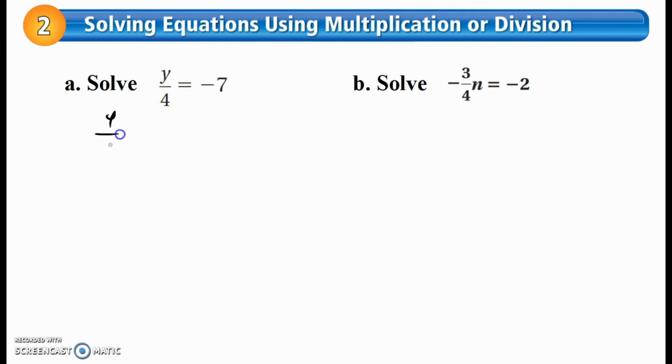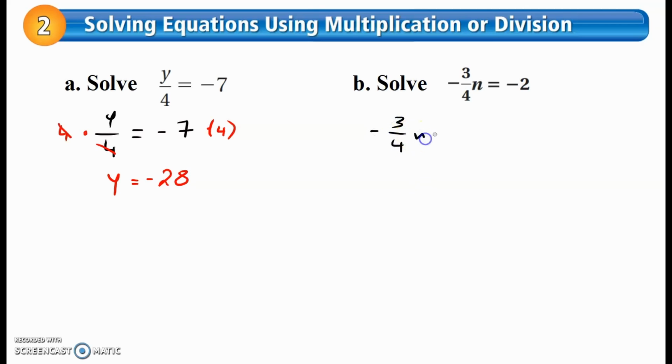We want to solve y over 4 equals -7. Y is being divided by 4, so I want to undo that by multiplying both sides by 4. Now you can show the multiplication using the x, a dot, or parentheses. All right, so this 4 is going to cancel out here. Then I get y is equal to -28.